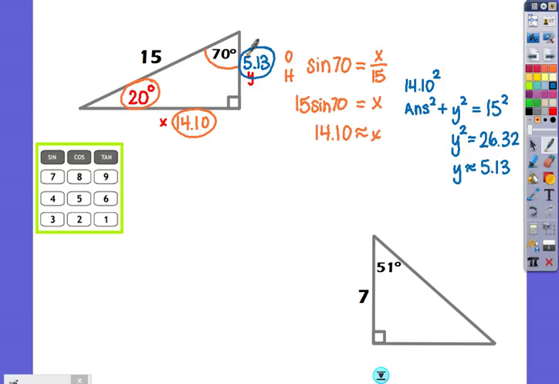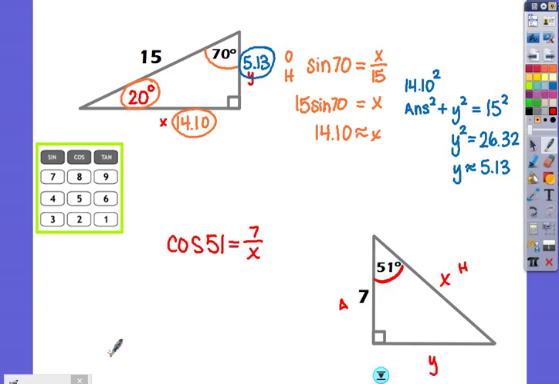The only reason I'm doing one more example of this is because sometimes people get confused when they are not given the hypotenuse. So let's just talk about the hypotenuse on this one. If I want the hypotenuse, I want to use this angle because it's already printed. That means I know the adjacent, and I wish I knew the hypotenuse. I'm seeing a CAH coming through. Cosine of 51 equals adjacent over hypotenuse.